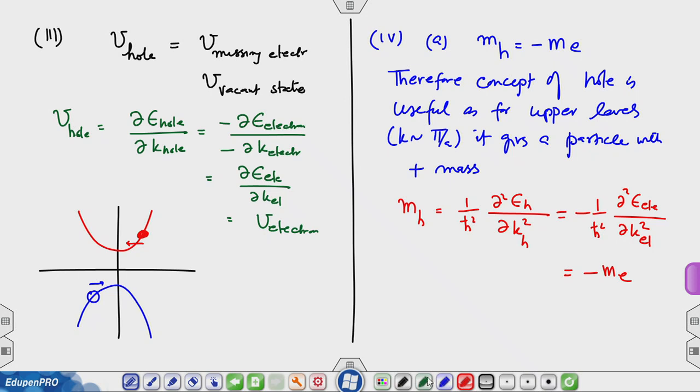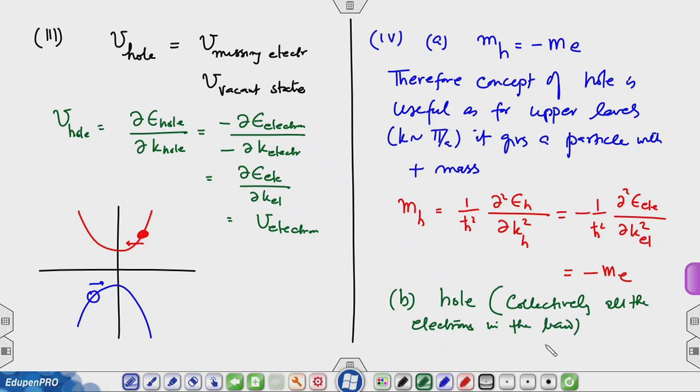At the same time, you can also write, and as I said, part A and part B are related, that the holes, and therefore collectively all the electrons in the band, which is almost filled, respond to an EM field as a positively charged particle. Let us see that.